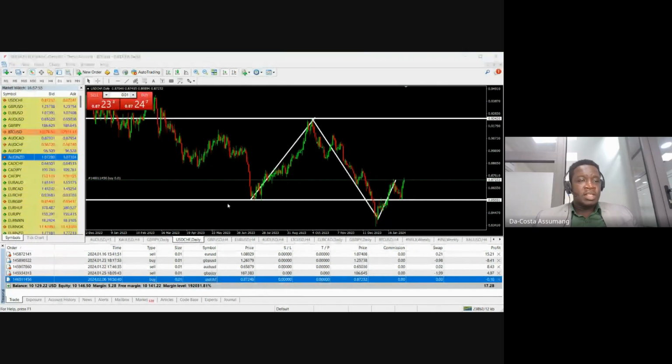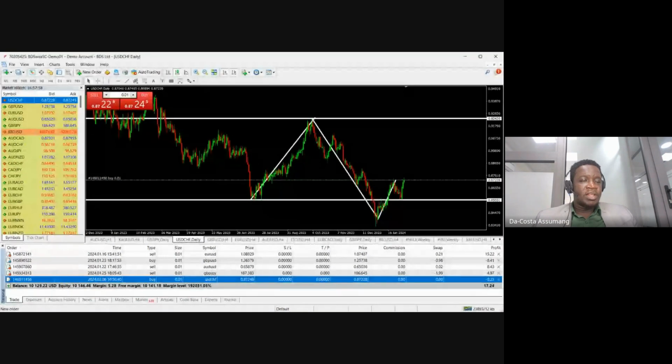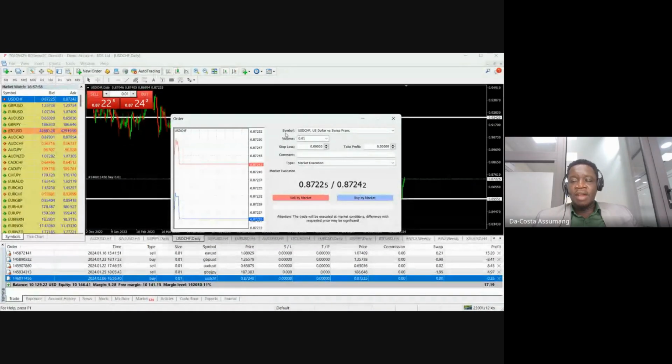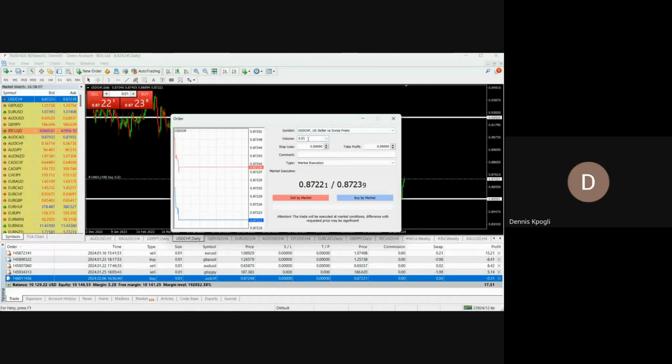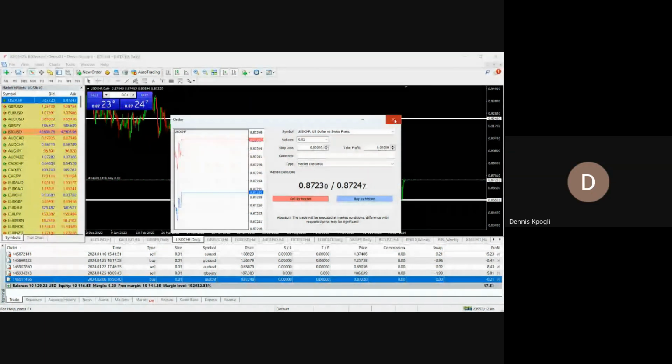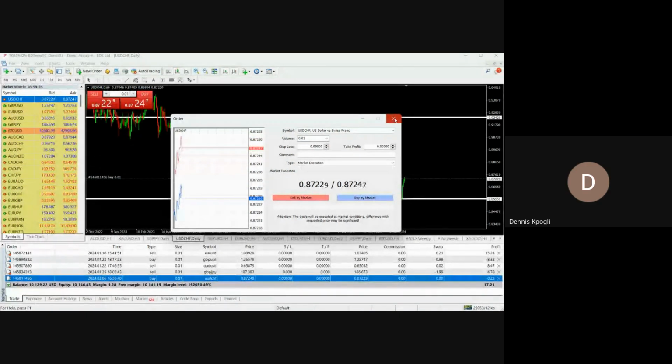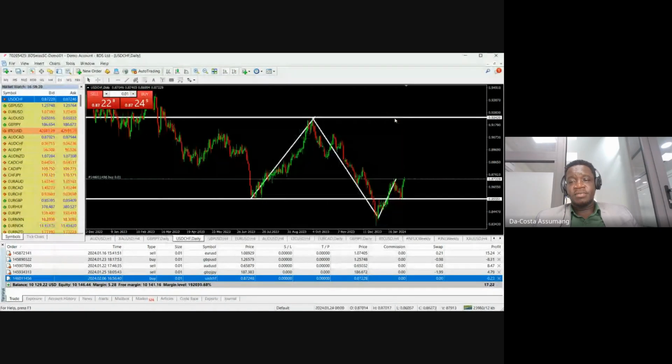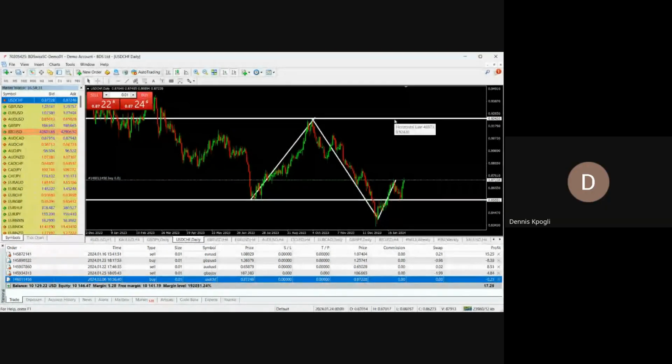So new USD CHF, new order, and then you see we have symbol, we have volume. The volume part, type in 0.01. Then you see buy by market. Click buy by market. Okay, so that is what we have all decided on.